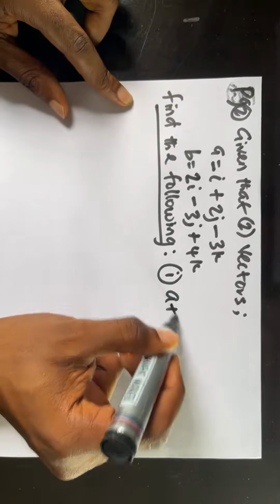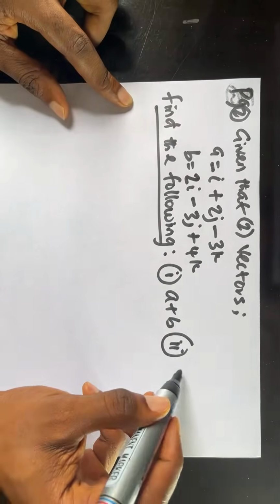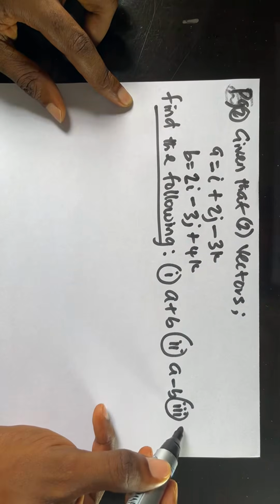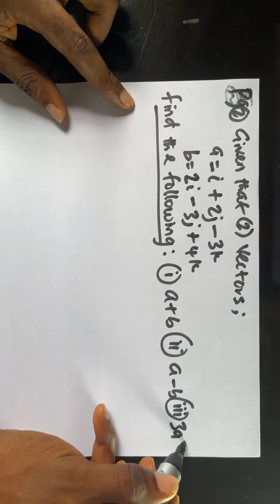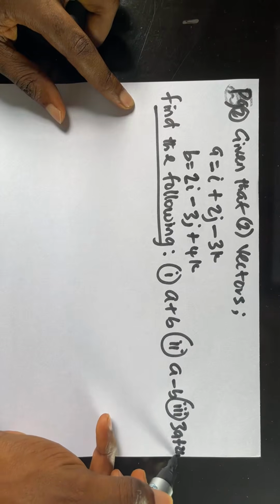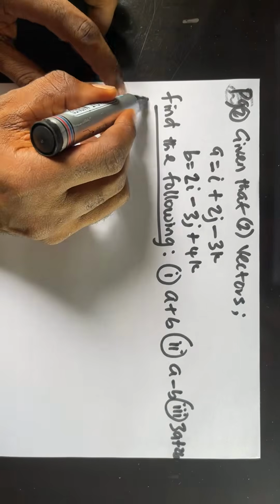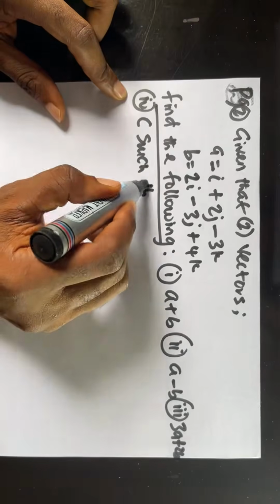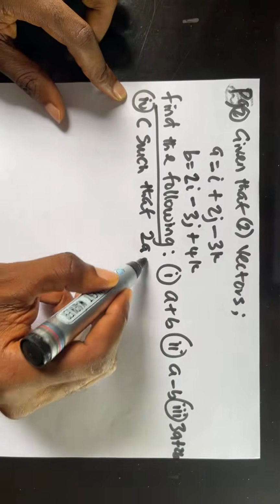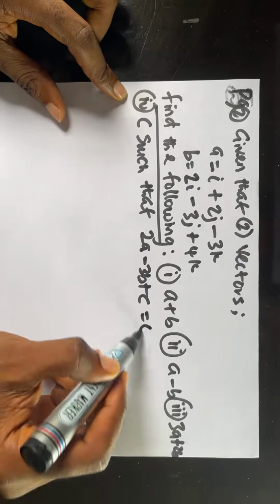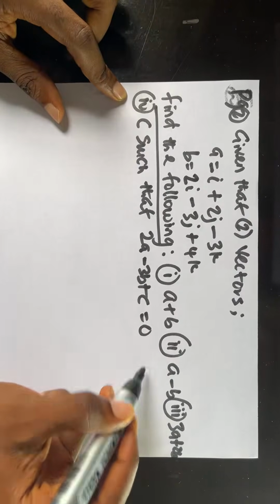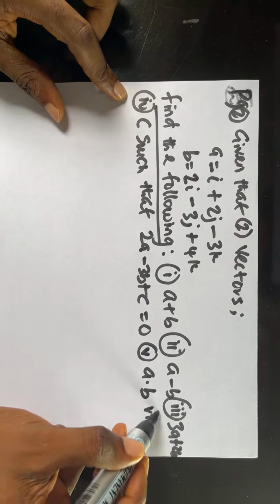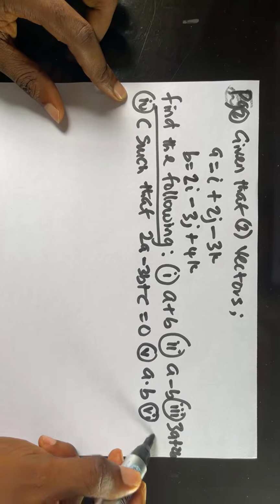One, A plus B. Two, A minus B. Three, 3A plus 2B. Four, find C such that 2A minus 3B plus C is equal to 0. Five, A dot B. Six, A cross B.